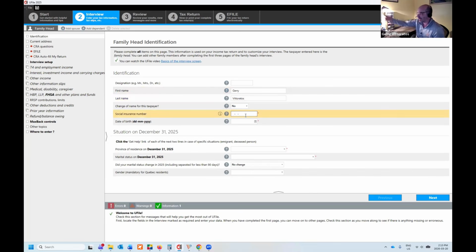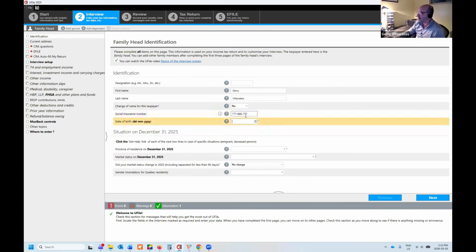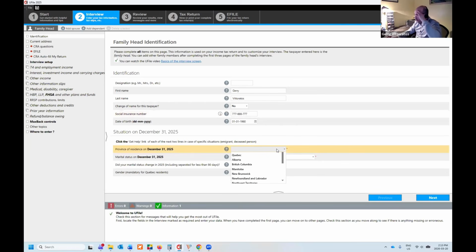All right, so again, it's asking me now my identification in this case. Okay, so my SIN number, my date of birth, whatever it is. Okay, and now province of residence. Just be mindful. The province of residence is where you have what the government calls the most significant residential ties. Okay, you might be physically in a province, but you're not necessarily a resident of that province.